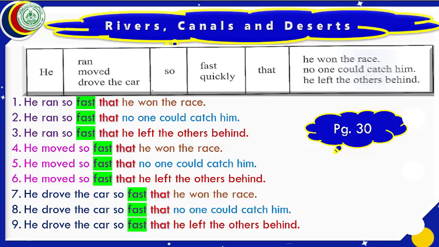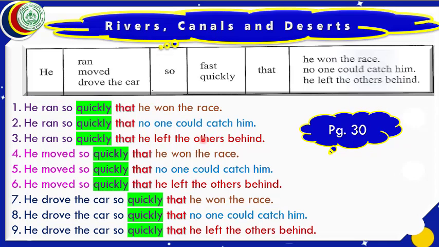May I show you? Yes. Here are 9 more sentences. I have replaced fast with quickly. In this way, we have got 9 more sentences. This is the way to make 18 sentences by using this table. Let us move forward.